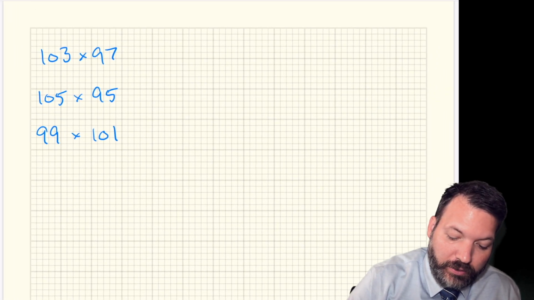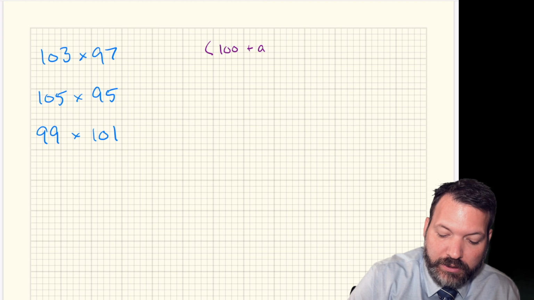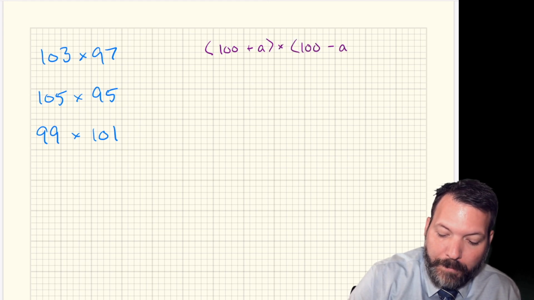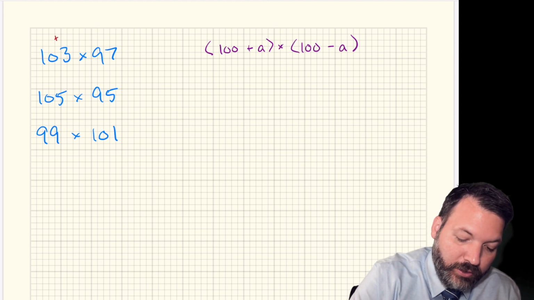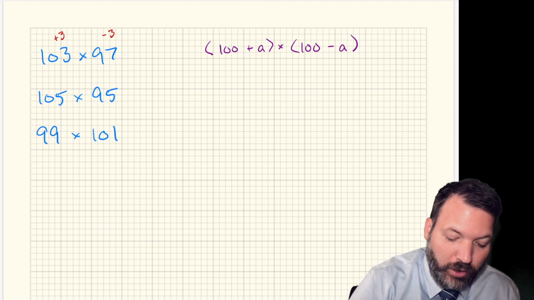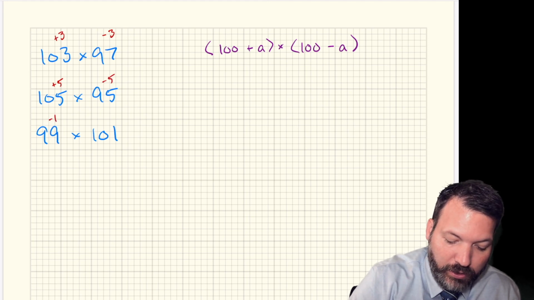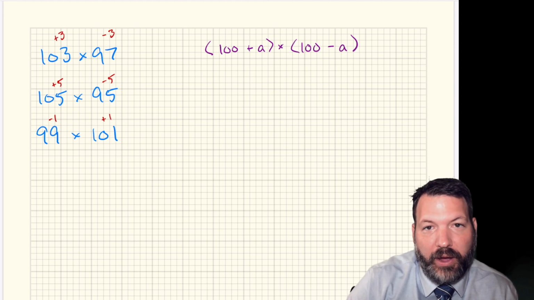Well, if you can't tell, these are numbers of the form 100 plus a, and then we're going to multiply that by 100 minus a. So each time we're going up and down the same amount from 100. 103 is 3 bigger than 100, 97 is 3 smaller. 105 is 5 bigger than 100, 95 is 5 smaller. Obviously 99 is 1 less than 100, and 101 is 1 bigger than 100. So we're going up and down the same amount from 100.